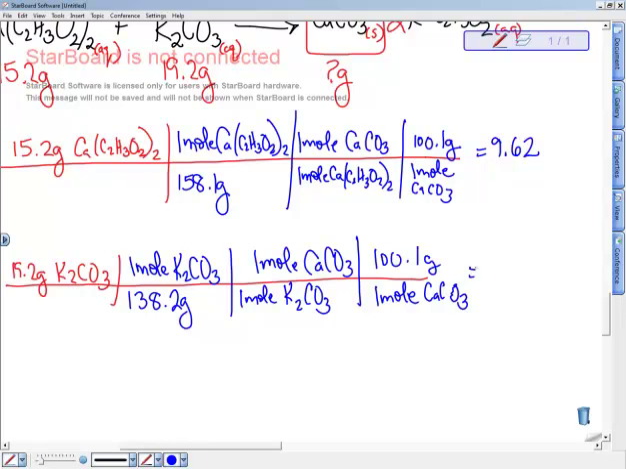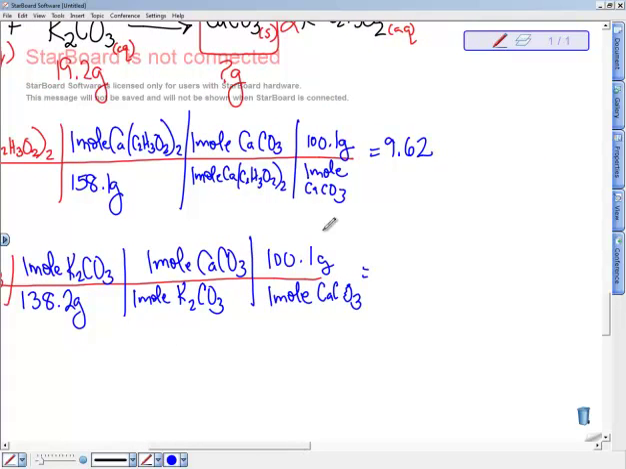All right, let's do it. 19.2 divided by 138.2 times 100.1. Okay, I'm going to give myself 3 sig figs. The answer here is 13.9 grams. Okay, everyone, which one is the maximum you can make? What's your theoretical yield? Yeah, the lesser amount. This is your theoretical yield. That is the maximum you can make, okay?